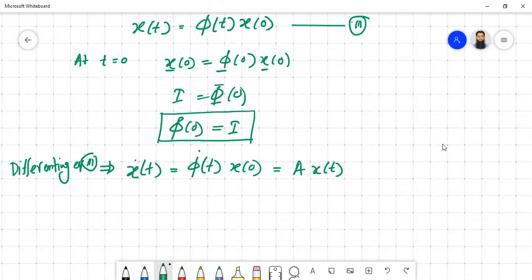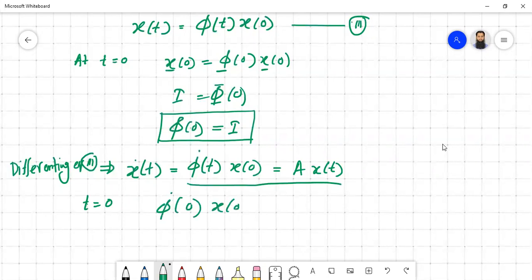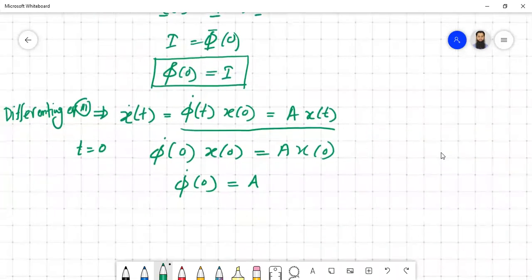Okay, so if we take t equal to 0, what will happen to this equation? Basically, this gives phi dot 0 x0 equal to A x0. So x0 can be cancelled out. So the differentiation of the state transition matrix, when we set it to time 0, will give you the system matrix A. So this is our second property.